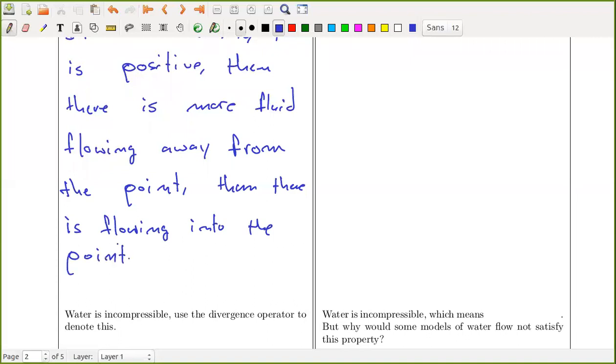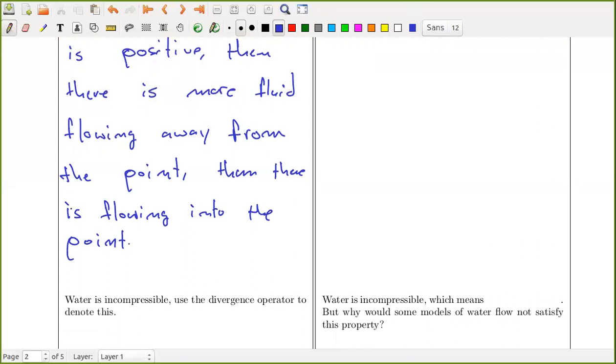Okay, and the opposite is true if the divergence is negative. If the divergence is negative, there's more fluid flowing into the point than there is flowing away from the point. So positive divergence means there's fluid going away from the point. Negative divergence means there's fluid going into the point.